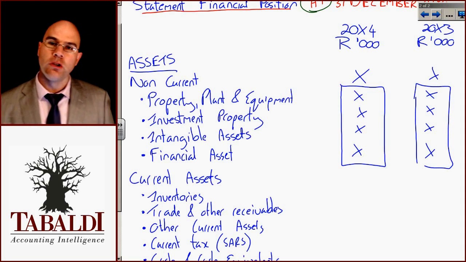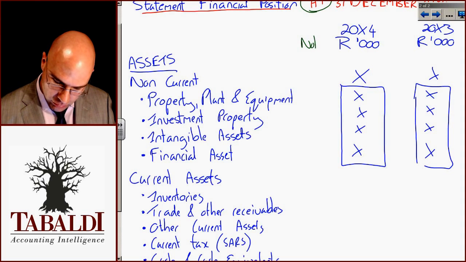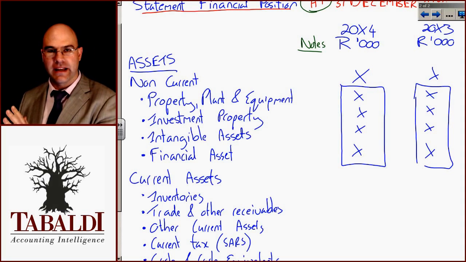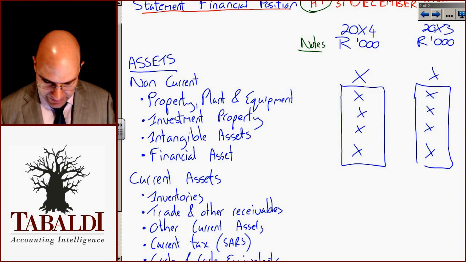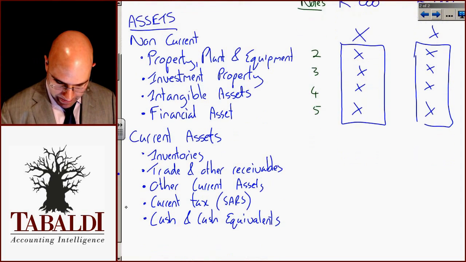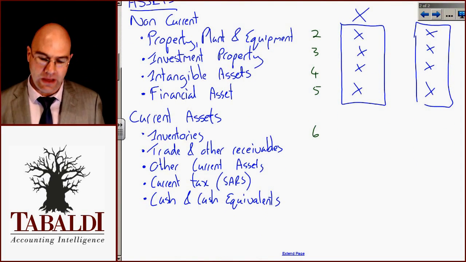Okay, along with this, you will more than likely need notes to the financial statements. So you'll have another little column called notes, and you'll list those notes. And those notes will be behind the financials and will expand on this figure. So you'll have note maybe 2, 3, 4, and 5. Okay, inventories 6, you get the point. There'll be a note for every single one.